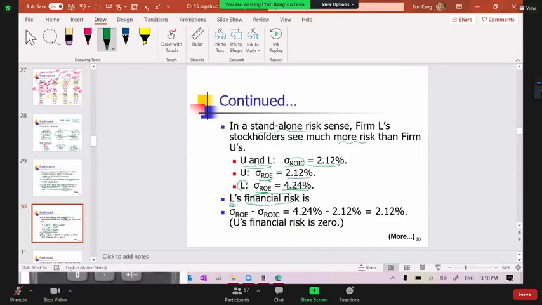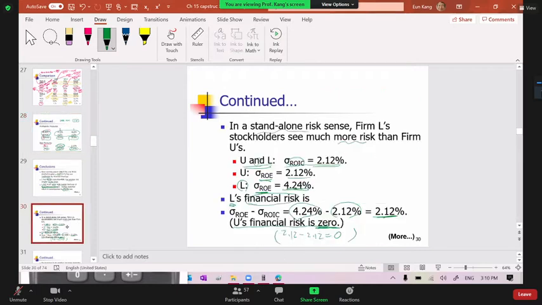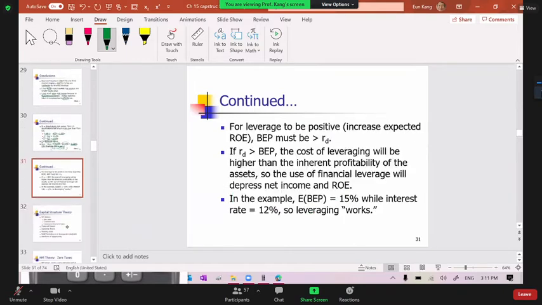2.12 minus 2.12 is 0. But for L, 4.24 minus 2.12 is 2.12. So U's financial risk is 0. U has expected ROE 2.12 minus 2.12, 0, as you see here. Same here, U 2.12, and ROIC 2.12. But L has extra financial risk.